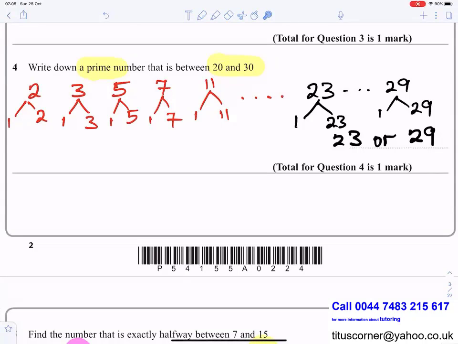Now, they want us to find the ones which are between 20 and 30. So you can start from 21, 22, 23 will be your next one because the factors are only 1 and 23. And you can go 24, 25, 26, 27, 28, 29 will be the next one, 1 and 29. So it says write down a prime number. So you can choose one of them. You can write 23 or 29.